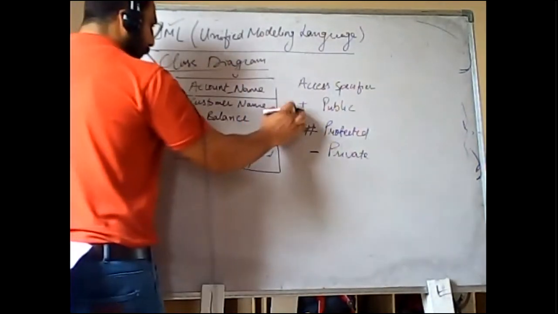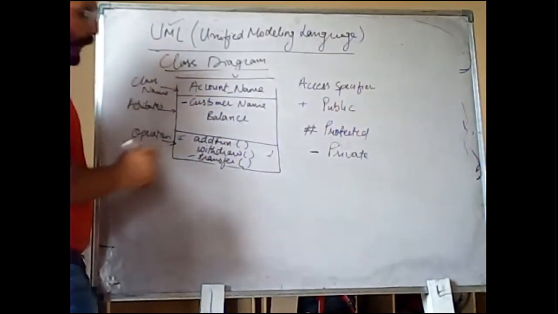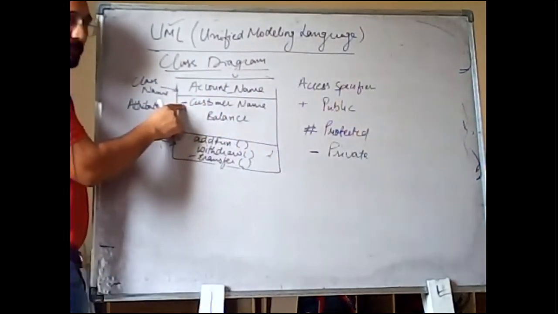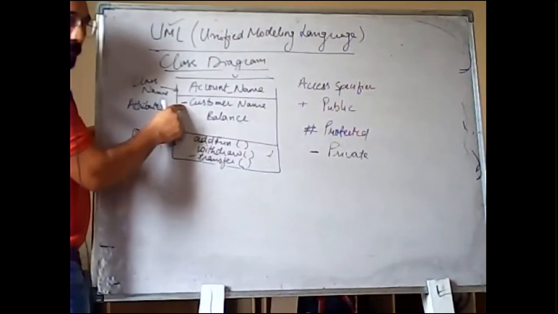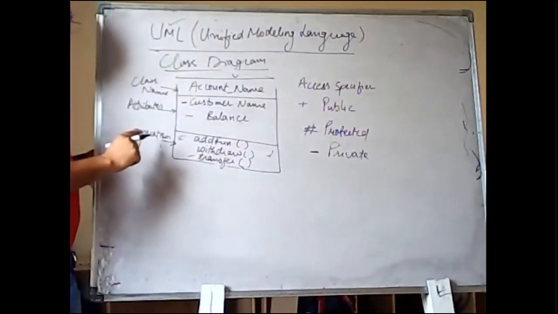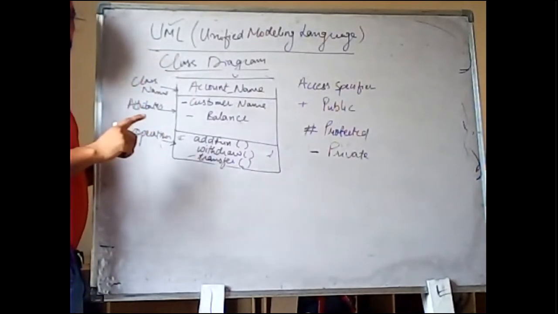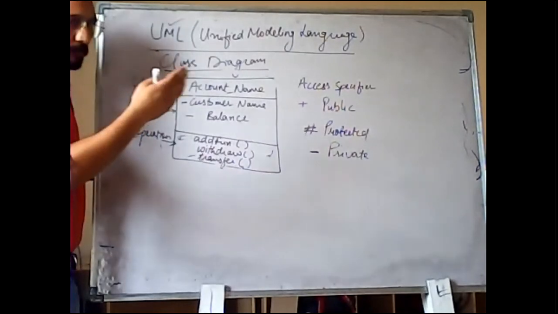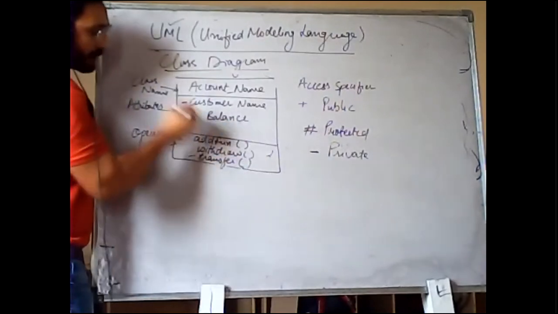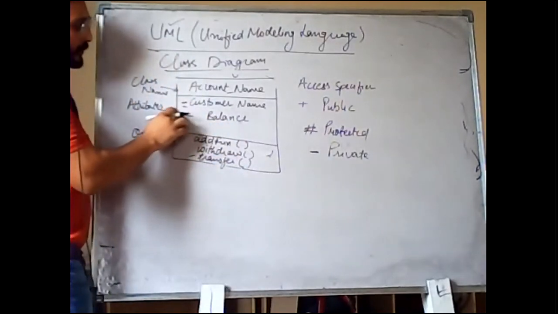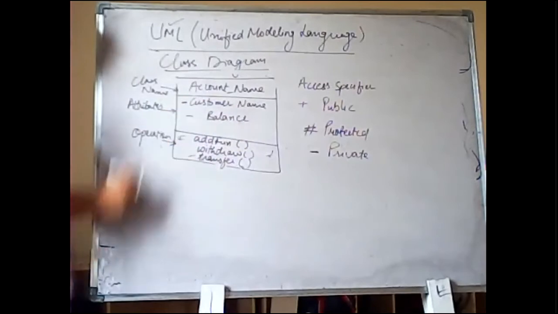Then customer name, this is private. So I will place a minus symbol before customer name, because it will mention that this customer name is private. The balance is also private, and this is for a particular customer only. I will not check the account of my friend. That is why it is kept private. A minus symbol is used to show that this is private data.